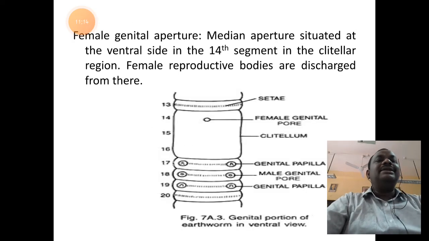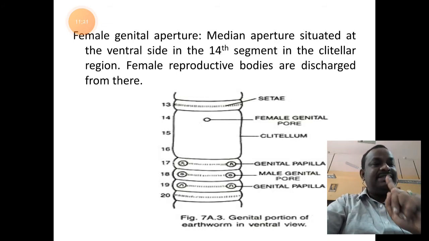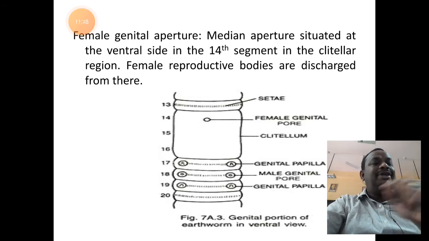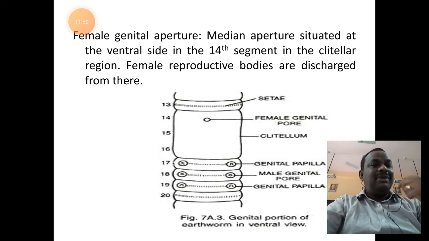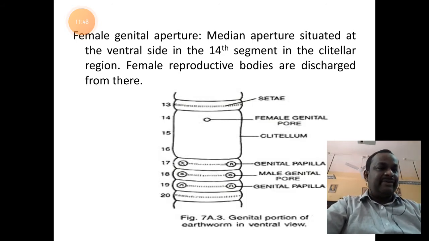The female genital aperture is not paired, it is an unpaired opening. Okay, one single opening it is. And where is it situated? It is situated on the ventral surface of the 14th segment. So exactly at the mid-ventral region, you have one opening on the body of the earthworm, which we call a median single female genital aperture. Through it the female reproductive cells, which we call the eggs, are discharged.